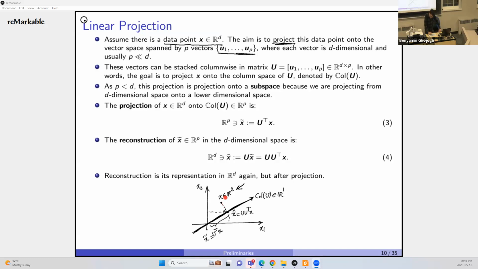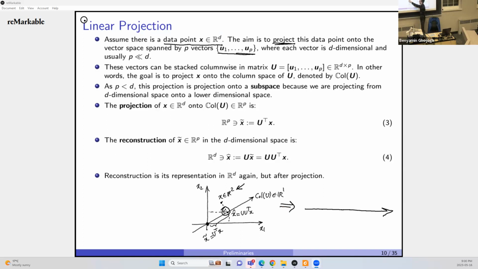By projection, I mean that we would make a connecting line orthogonal to this space. This is orthogonal. Right? Now this point is the origin, right? The origin for both the two-dimensional space and the one-dimensional column space. Do you agree?